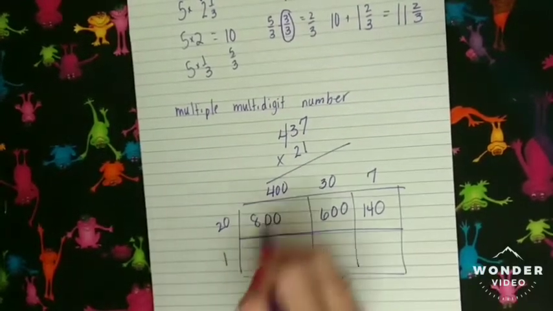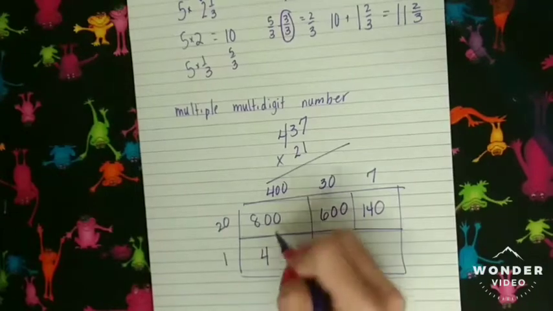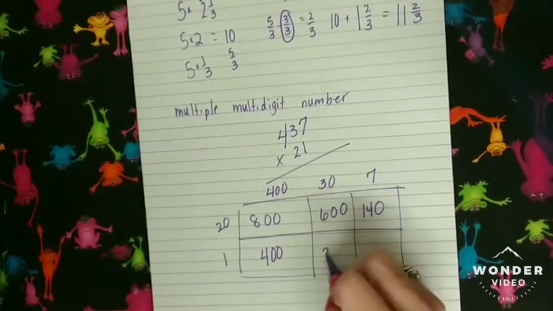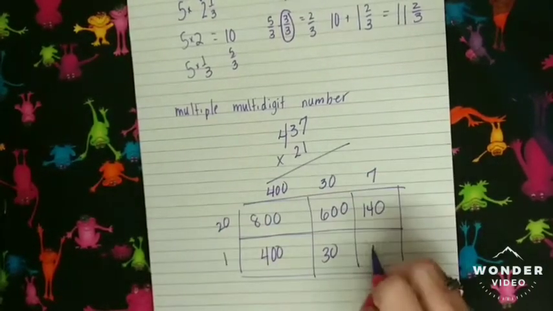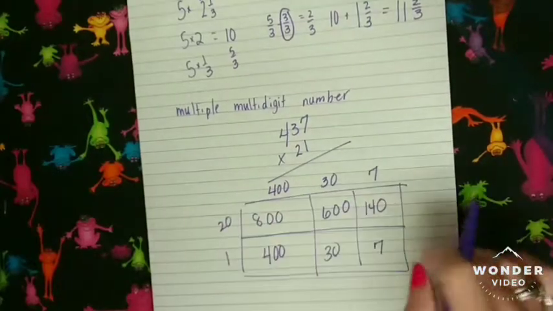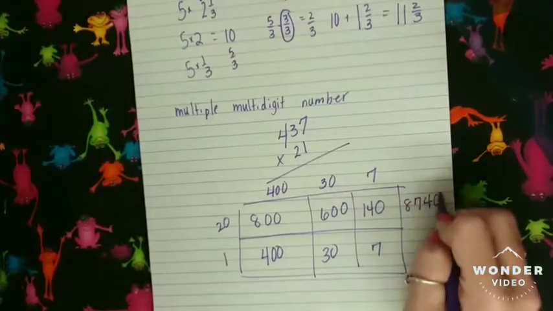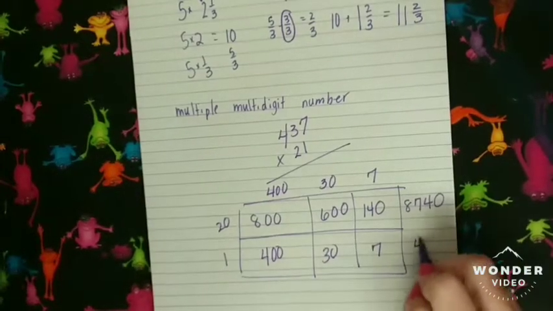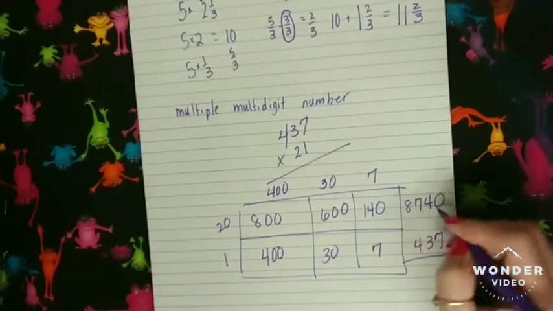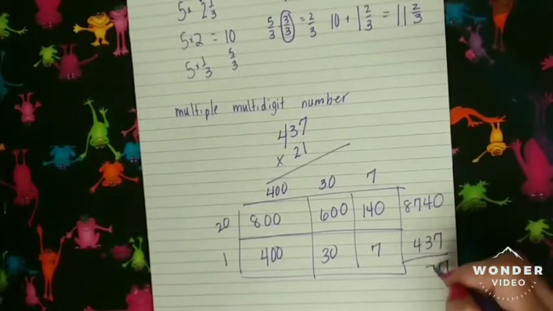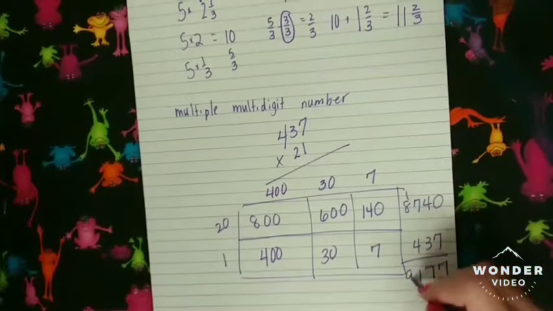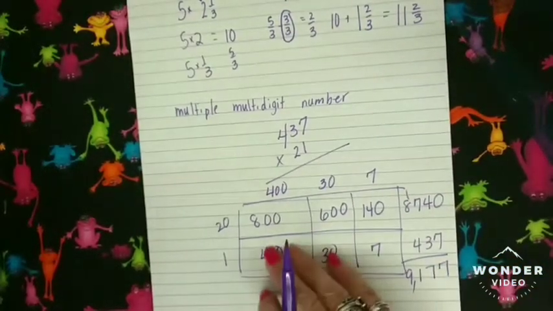1, 2. 1 times 400 is 400. 1 times 30 is 30. 1 times 7 is 7. Then you add across. That's 8,740. And then this is 437. And that's 7. Add now. 7, 11. So 9,177.